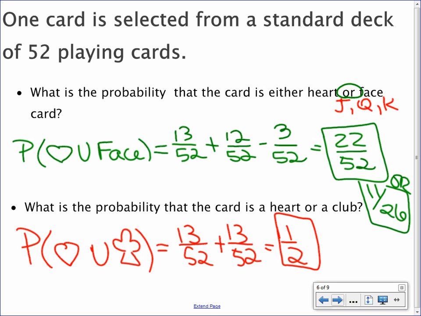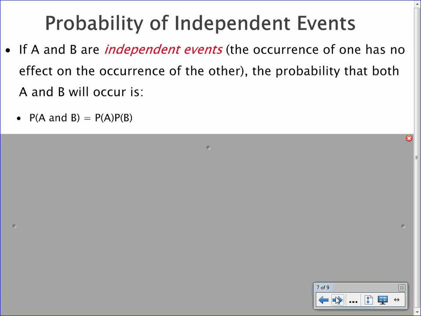If they're mutually exclusive, add the 2 probabilities together. If they're not mutually exclusive, subtract out the overlap. Independent events. Two events, they're not going to affect each other.